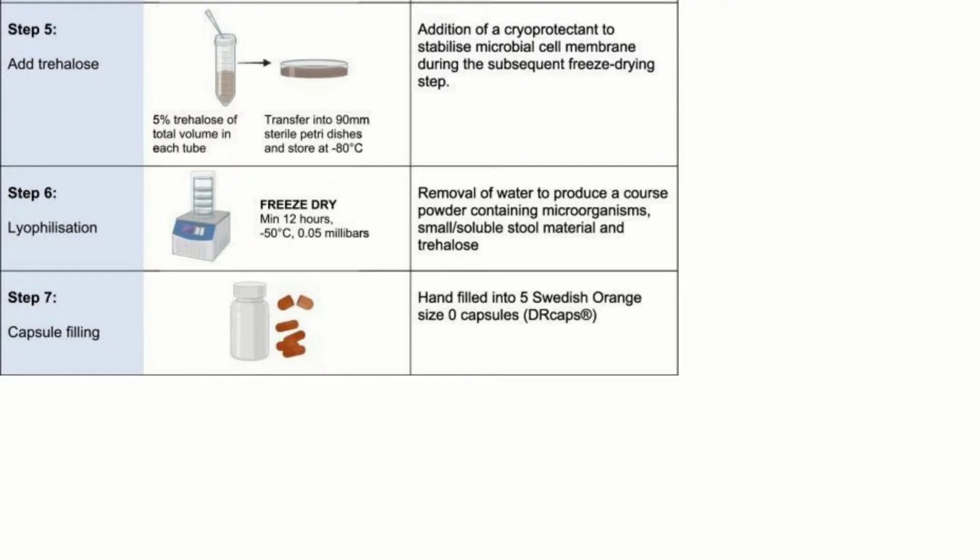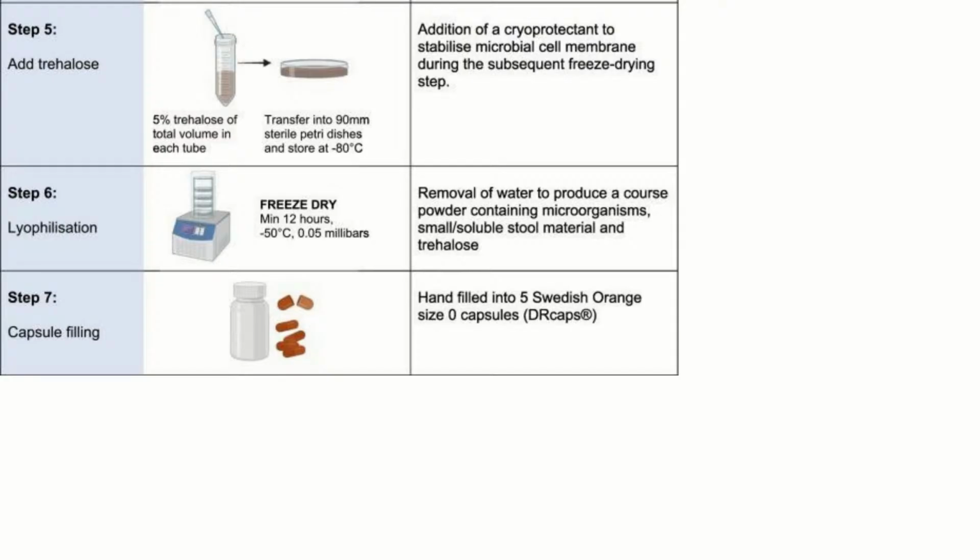So we add something called trehalose. This is a sugar, basically, that protects the bacteria from cell wall damage when we put the sample into the -80 freezer. That's quite important to do. Otherwise, the viability of the bacteria would be affected. Once that's added, we transfer the sample to Petri dishes to increase the surface area, and that goes into the -80 freezer. Once it's fully frozen, it then gets lyophilized, which is essentially just a freeze drying process, a machine that's under vacuum at low temperature, -50, to draw off any water so that it dries it out and dehydrates it.